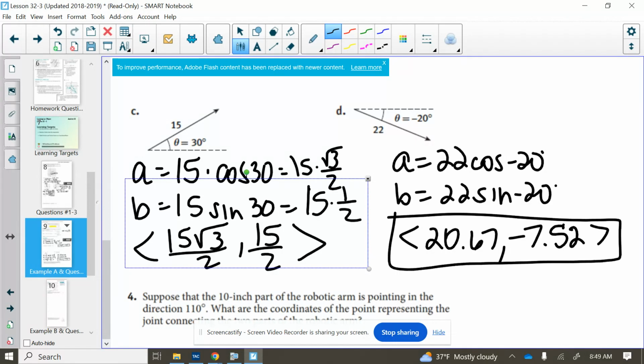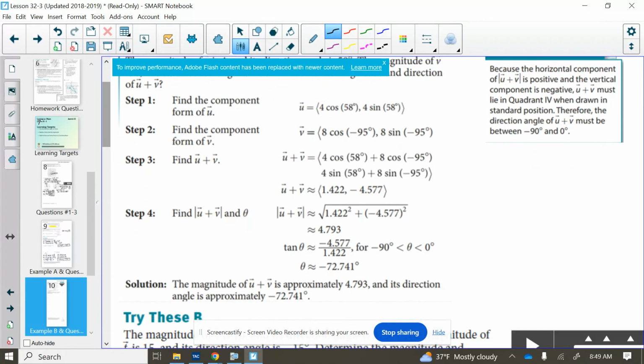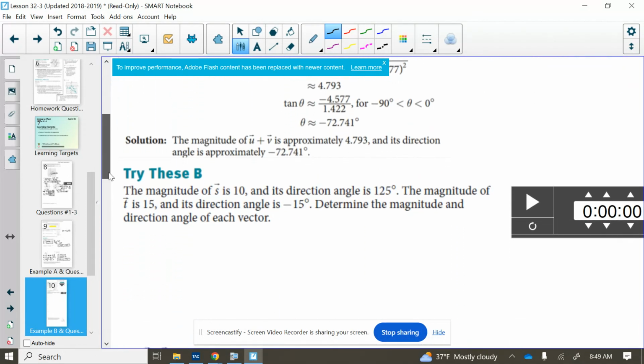Now we also want to sometimes think about what happens if we involve some addition and subtraction when it comes to these resolving. So we want to resolve and find the value of vector u plus vector v, and then from there find its magnitude and direction. So you're using your two resolved components and then adding those together to find your overall new component form of your sum.